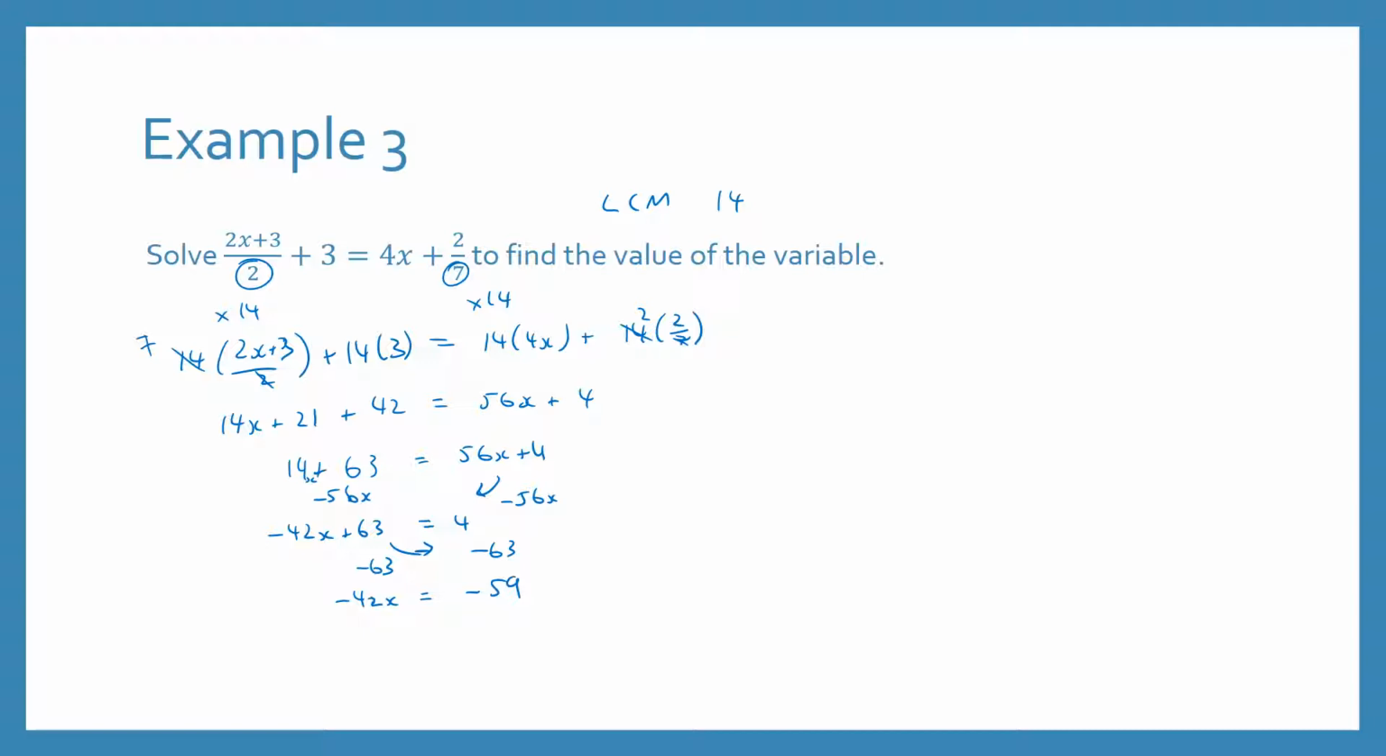We can then get the x by itself by dividing both sides by minus 42. So you're going to get x. A minus divided by a minus is going to be positive, so we're going to have 59 over 42. Now you could change that into a proper fraction, but that is your solution.